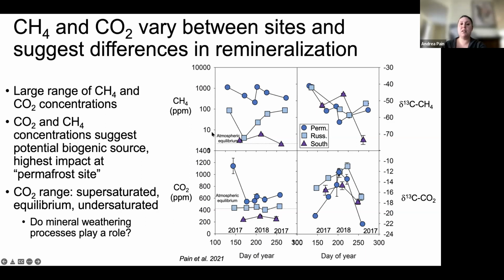So this variation suggests a few different things. It suggests that the magnitude of remineralization could be very different between these sites. Based on the concentration alone, we would suspect that the highest impact is at this permafrost site, where we see the elevated methane and CO2 concentrations. However, CO2 is both supersaturated, more or less at equilibrium, and undersaturated. And so this kind of begs the question of, what other processes are going on that could impact CO2 concentrations, and what is the role of mineral weathering processes?